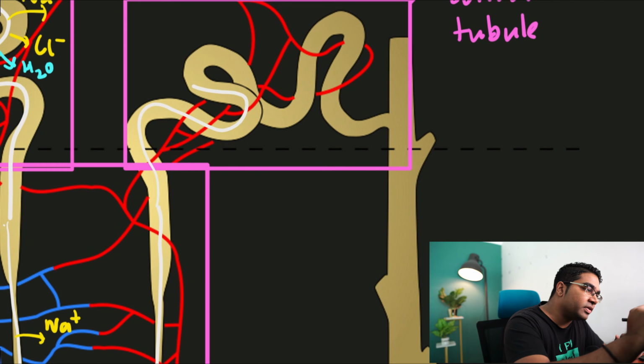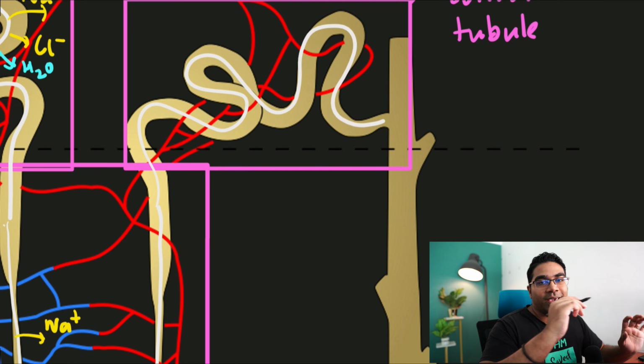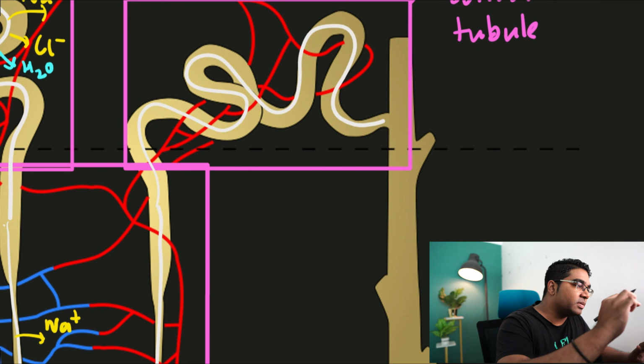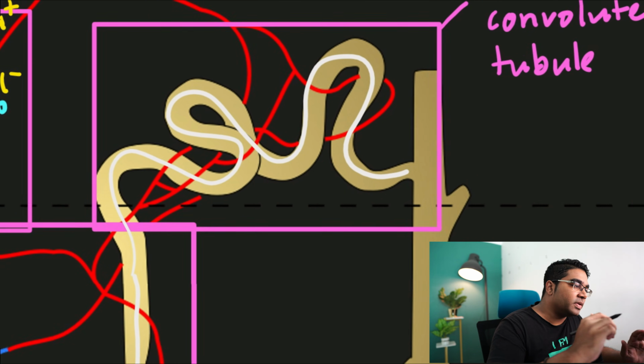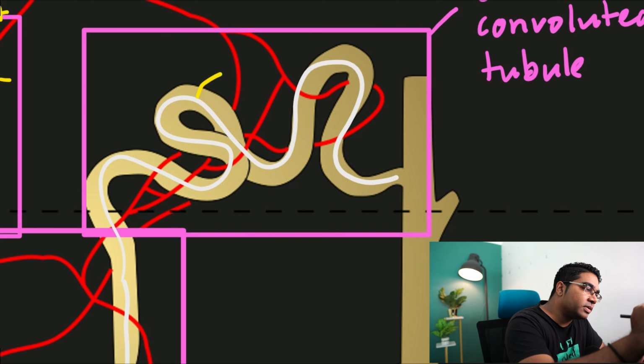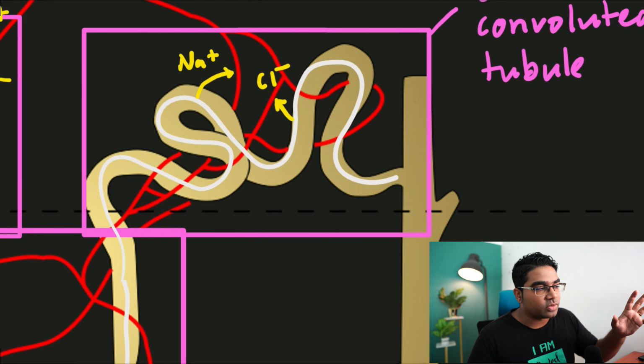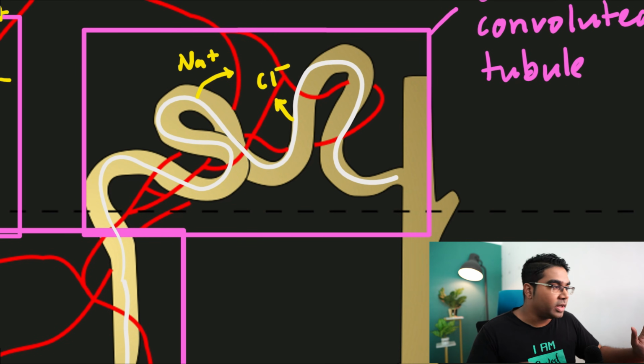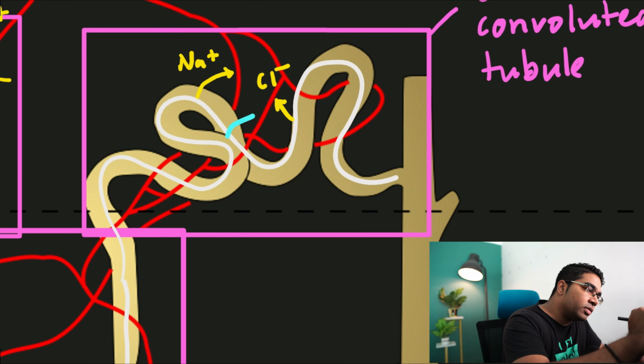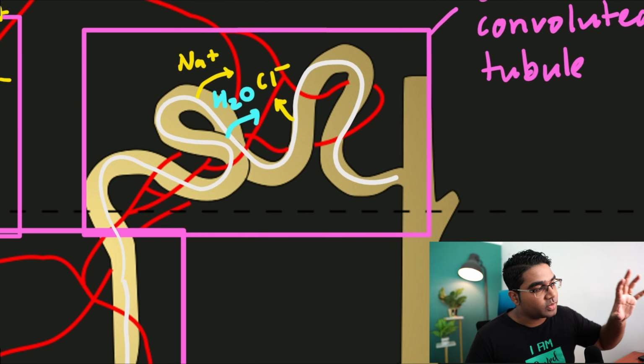So now the glomerular filtrate is entering this portion. And here, it is similar to the proximal convoluted tubule. Sodium ions are going to be reabsorbed actively. Chloride ions are going to follow passively. And because of the decreased water potential in the blood capillary, water will follow by osmosis. So we have the same reabsorption here.